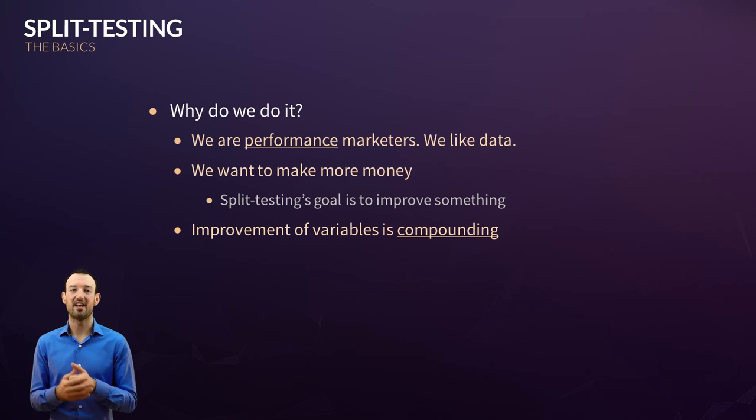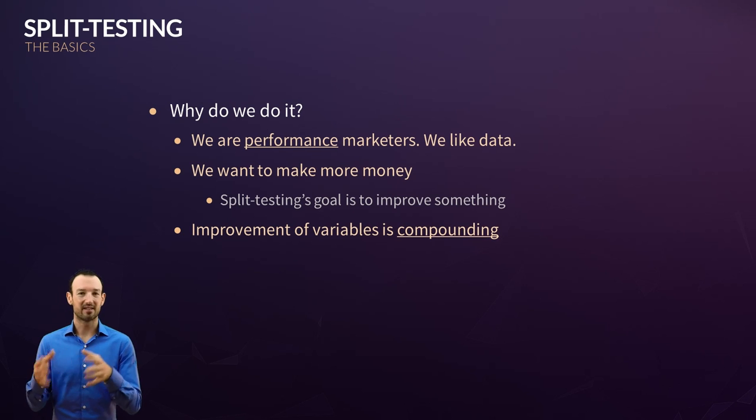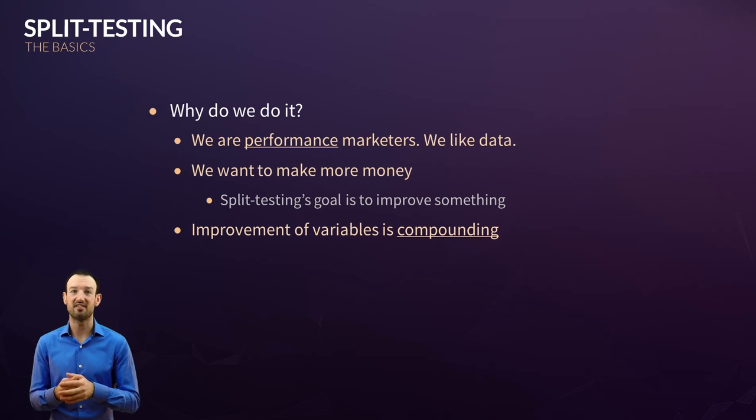Now, the other thing is that improvement of conversion rate variables is compounding. So if you have some conversion rate at the traffic source end, like an impression to a click-through rate, which is a conversion rate of some sort, the click-through rate on a lander and the conversion rate on an offer, those conversion rates compound together, where small increases in lots of different variables can overall give you a big change at the end, which then directly impacts how much money you make.